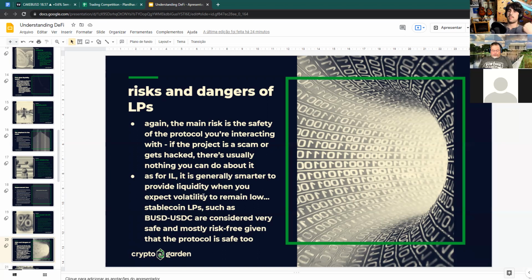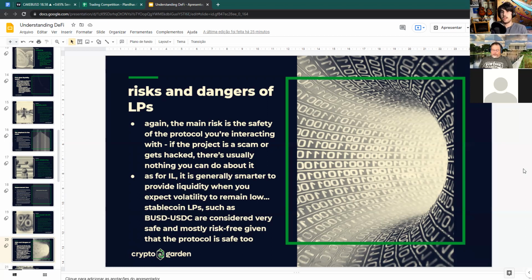Also, if you have coins that are worth essentially the same thing or are very, very highly correlated, such as, for example, USDT and USDC, they are mostly risk-free, right? Because, for example, those two right here, they are both worth $1 at any point in time. And this is a mostly risk-free investment.